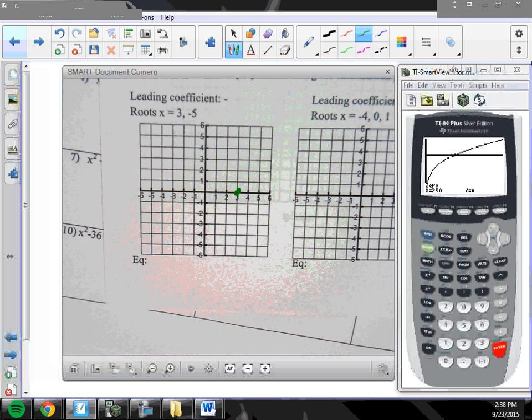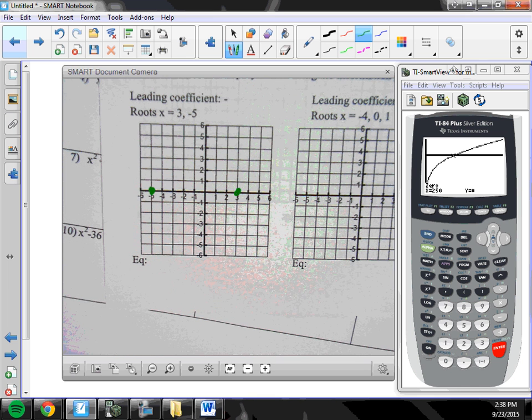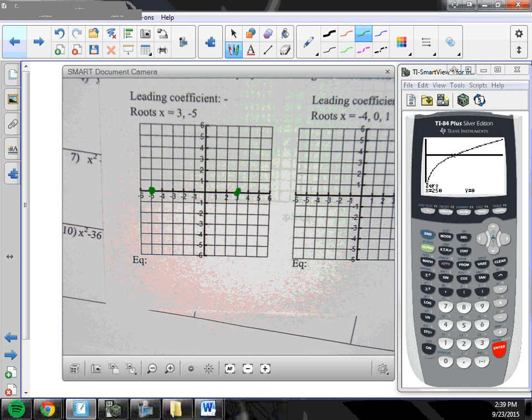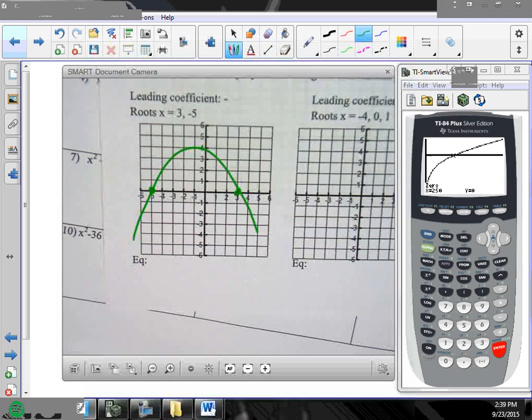Three and negative 5 are my roots. Leading coefficient is negative. It's got to be an x squared. So what shape will it be? An upside down parabola. And then it asks for the equation. Now, any equation will work as long as it hits those 2 roots and it has a negative leading coefficient.